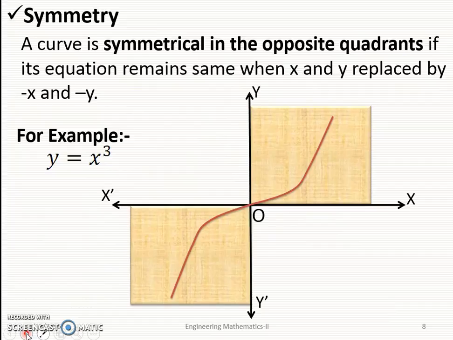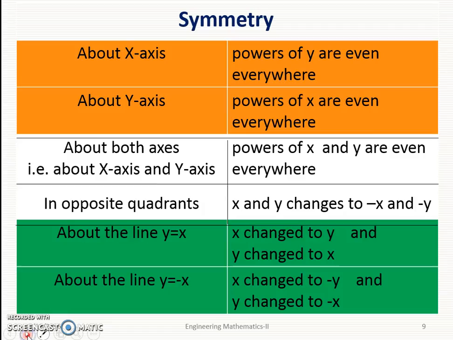We can check whether the curve is symmetrical in the opposite quadrants. A very simple way: when x and y are replaced by minus x and minus y, and if the equation remains unchanged, we conclude that the given curve is symmetrical in opposite quadrants. Here is one example. This is the summary of how to memorize the results for symmetry. In this table, on the left hand side, we have the symmetry about y-axis, x-axis, and about the line y is equal to x. On the right hand side, we have the condition which the curve satisfies for that symmetry.